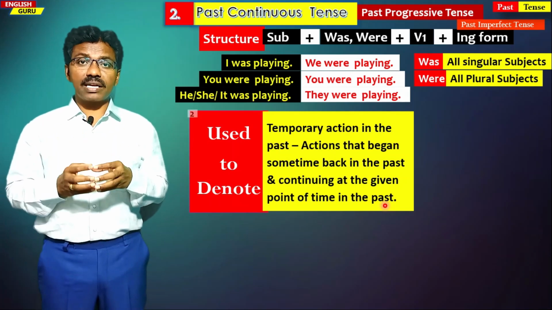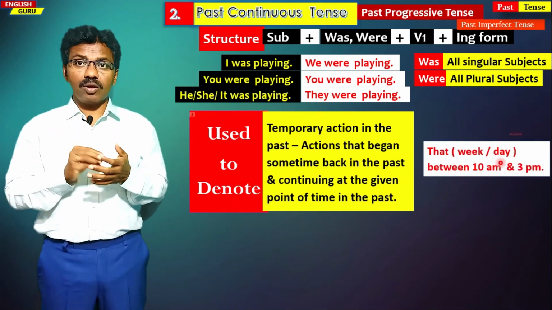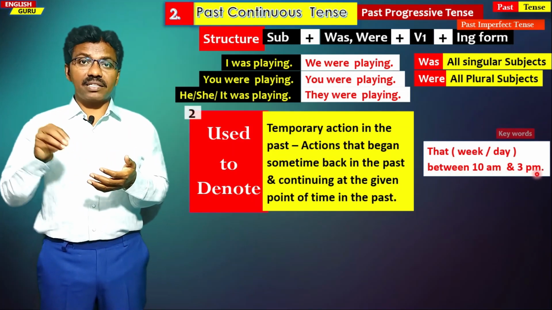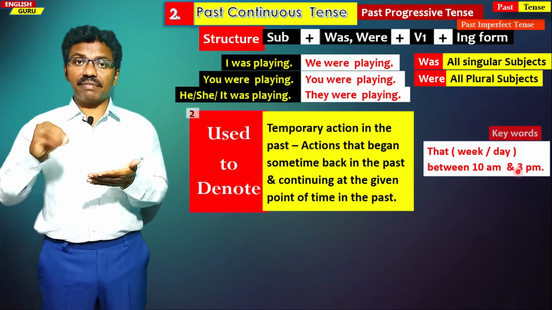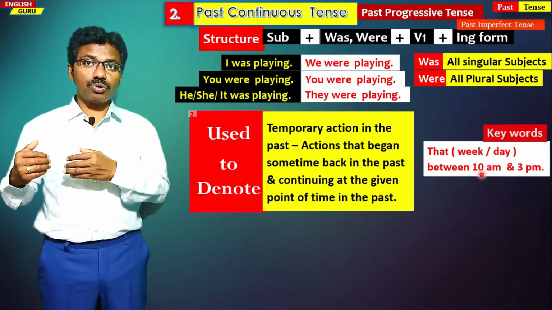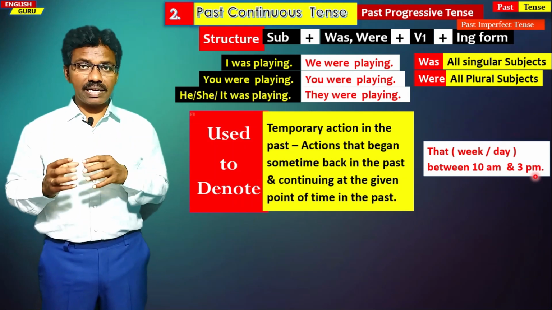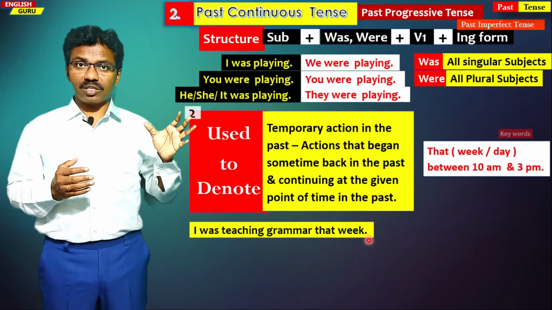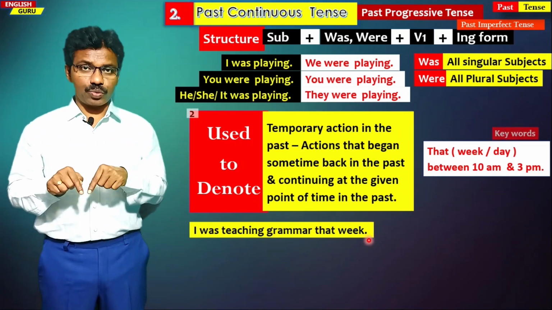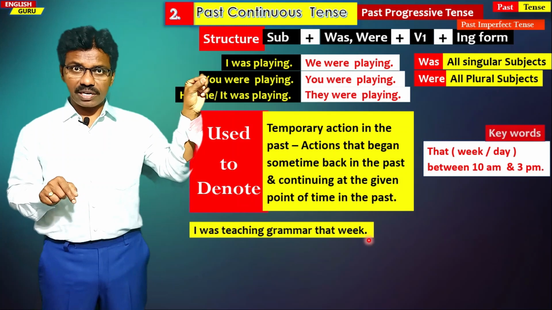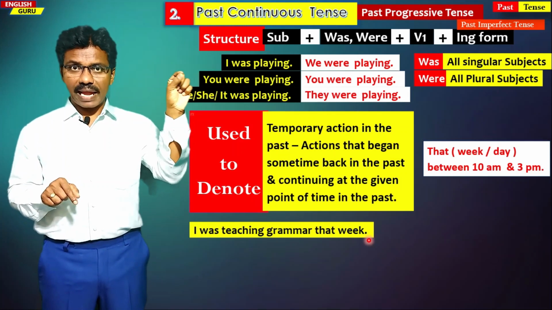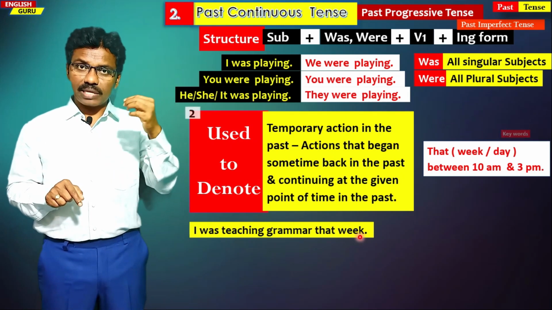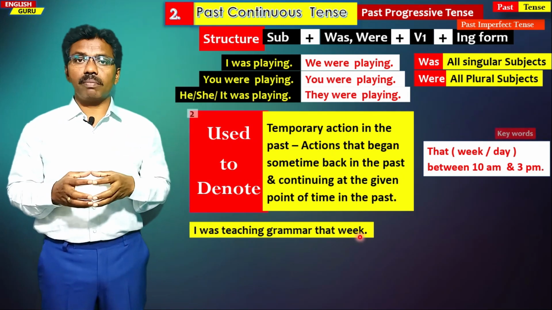And there are certain keywords like that week, that day, between 10 a.m. and 11 a.m., between 8 a.m. and 3 p.m. So such kind of keywords are used in past continuous tense, and let us try to see them in examples. I was teaching grammar that week. I am talking about that activity this week. I was teaching the entire week. So the entire week that activity continued and I stopped. And this week I am not continuing. So in that situation we have to use past continuous tense.